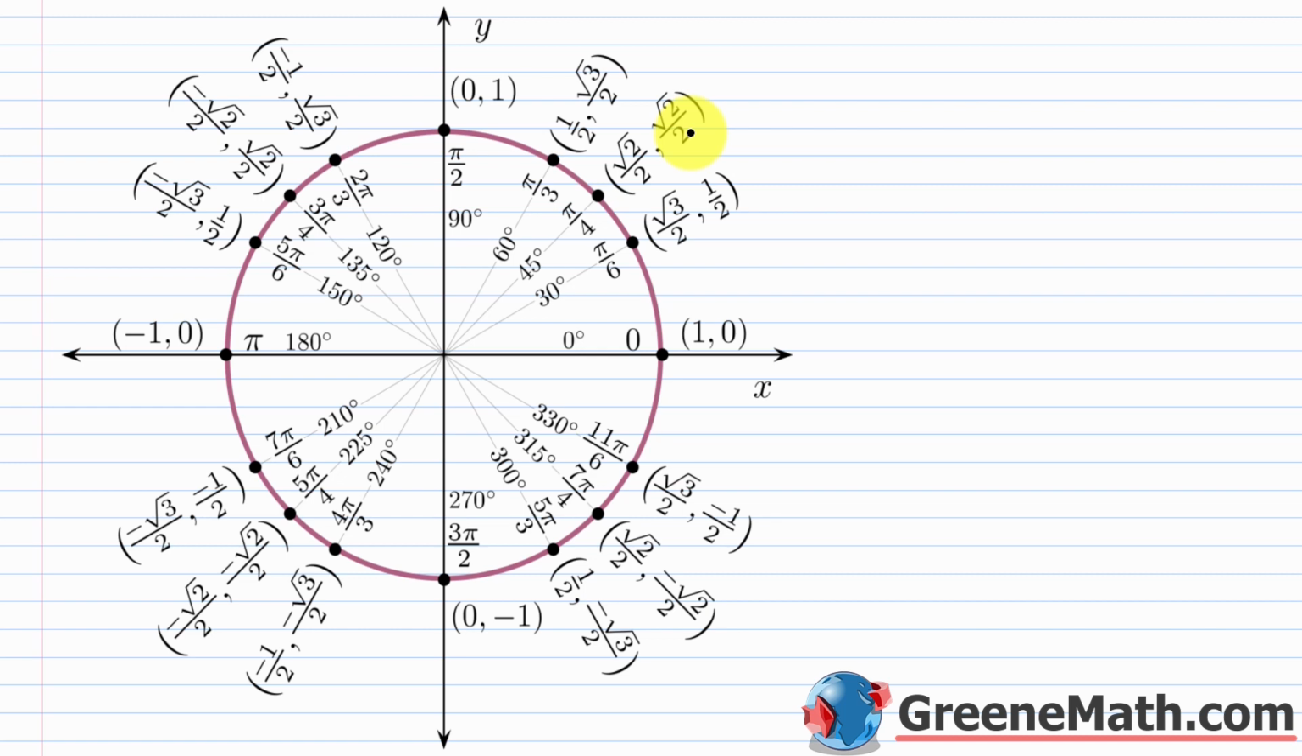Okay, so we know that, and I'll just write this down. The tangent of pi over 4 is just going to be 1, because you have square root of 2 over 2 divided by square root of 2 over 2, so that gives you 1.